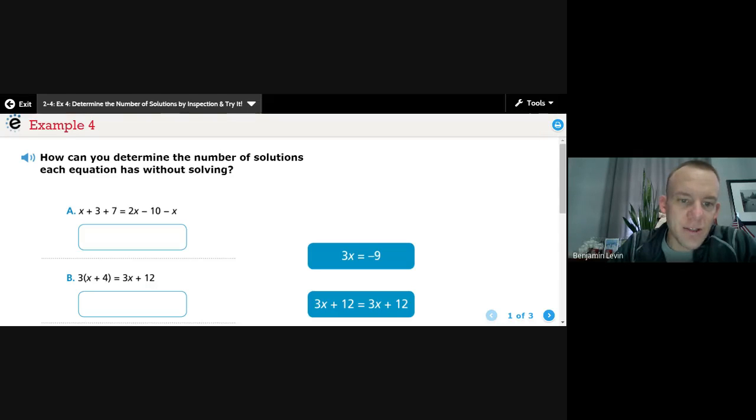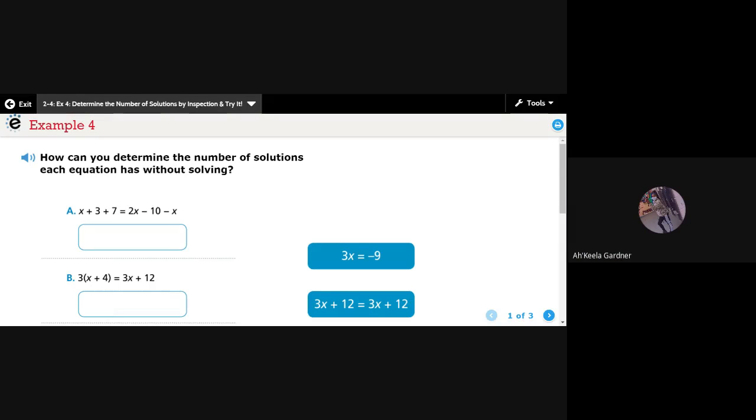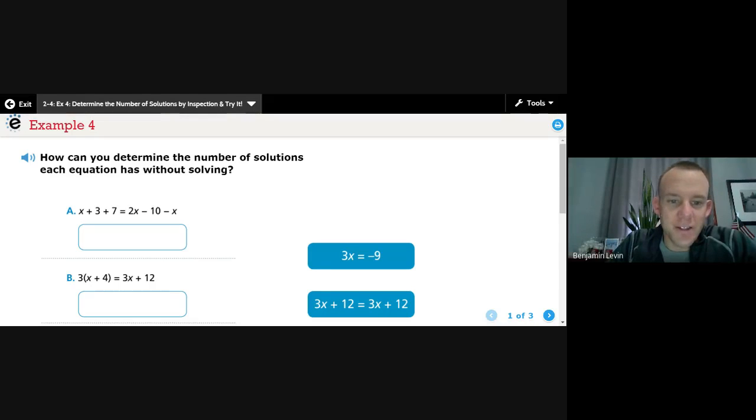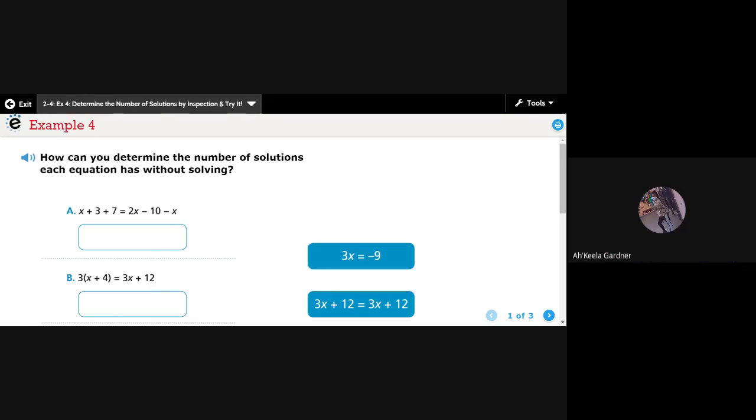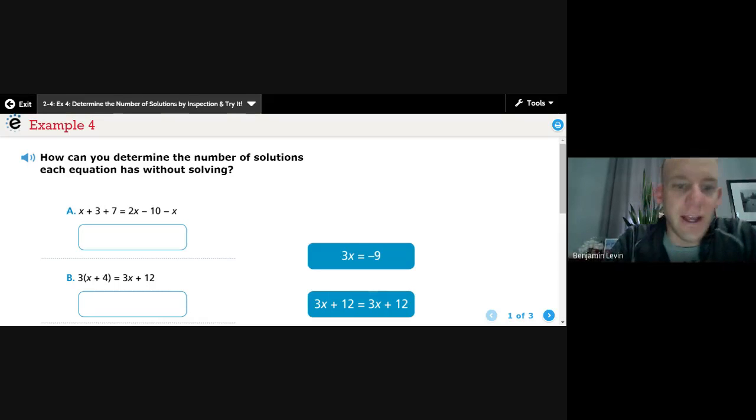Can you combine x with 3? X plus 3. Can we add x's and 3's? No. Can we add x's and 7's? No. We have to add 3 plus 7 to make 10. Yes. Awesome. Yes, that is correct.